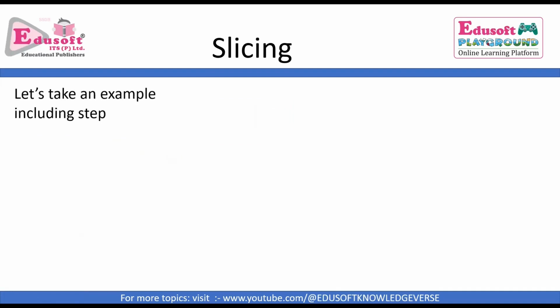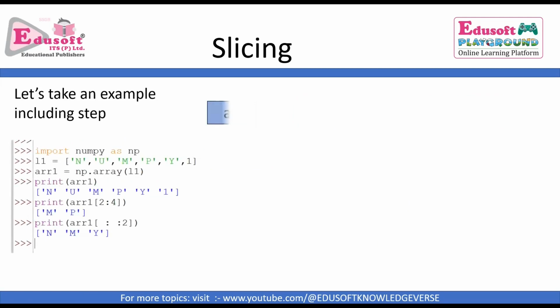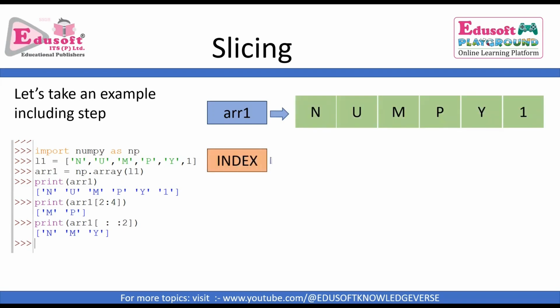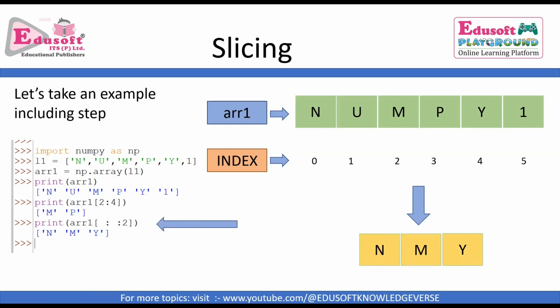Coming to the second code where we are including step also. What if I want to access every second element from my array? So what do I have to give as a step? I have to give 2 as a step. It means that in this array, going from the 0th index to the 5th index, every second element will be accessed. Like N will come in the output, U will not come in the output, M will come, P will not come, Y will come, and so on, because we are getting every second element from this array.